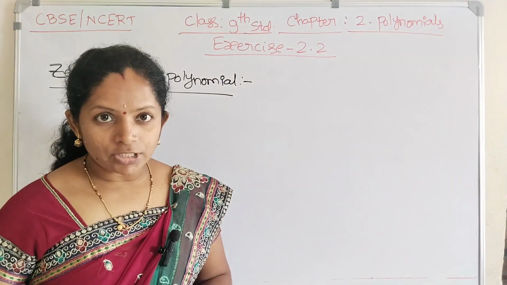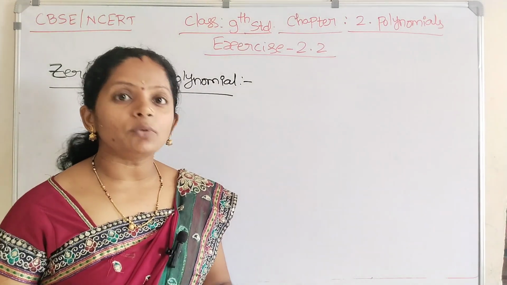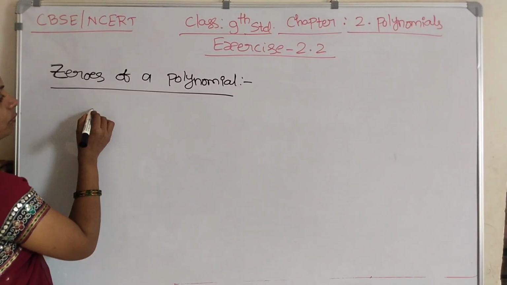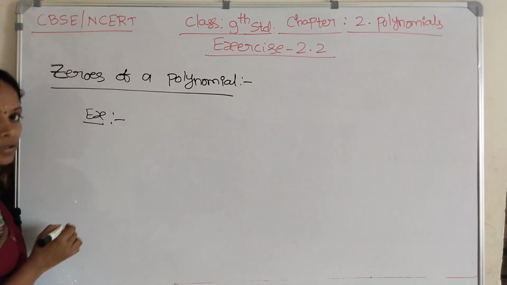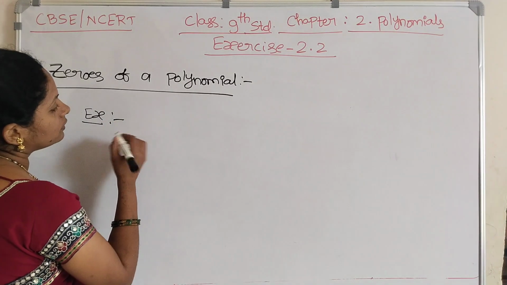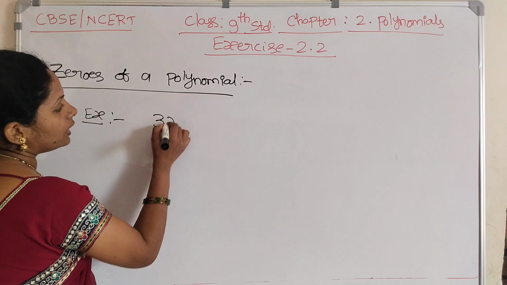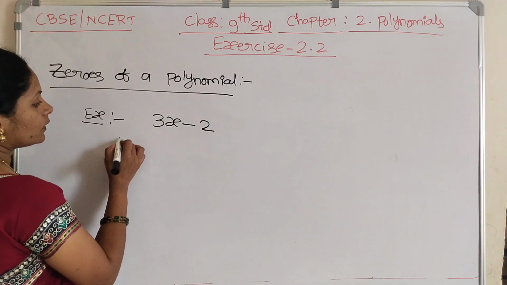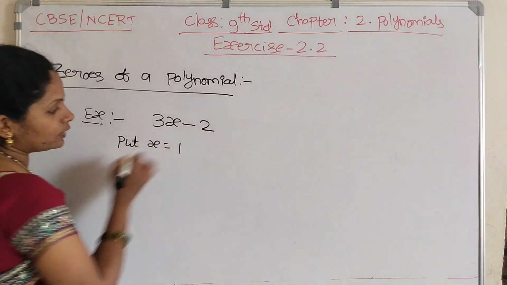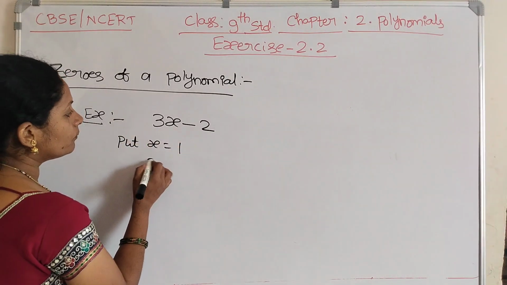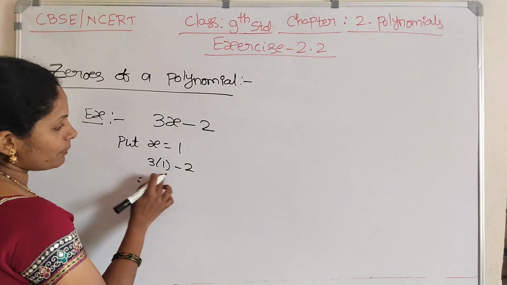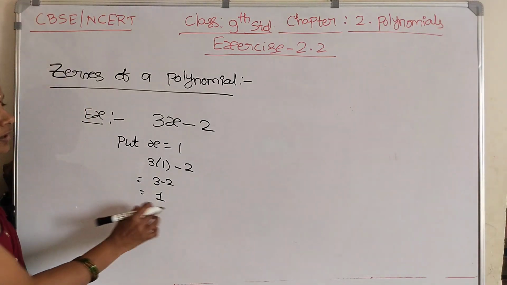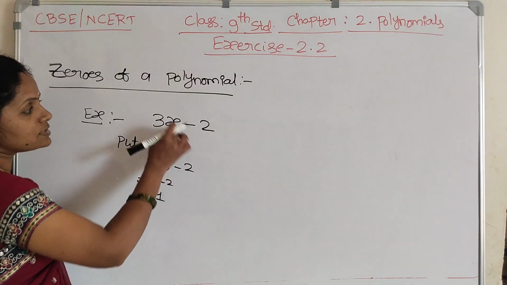The value at which our polynomial becomes 0 is called the zero of that polynomial. I will take an example so that it can be understandable. 3x minus 2. If we put x is equal to 1, what will we get? 3 into 1 minus 2, 3 minus 2, it is 1. Have we got 0 here by substituting x is equal to 1?